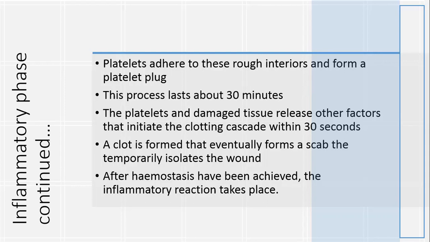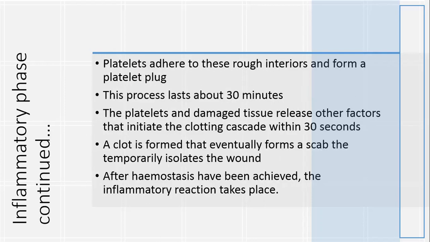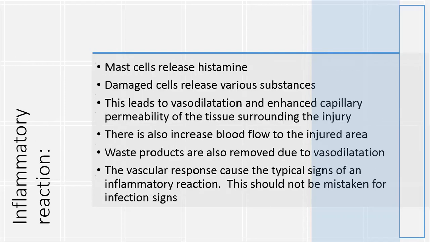So remember, we had vasoconstriction, the blood platelets were activated, the endothelial surfaces became rougher and easier to adhere to, platelets formed a platelet plug, the clotting cascade came into work here within 30 seconds, and a clot was formed that eventually will form a scab. All right, so now we need to go over to the inflammatory reaction.